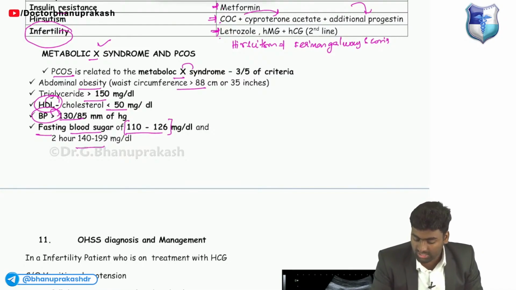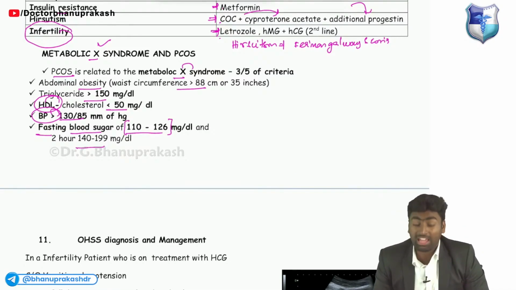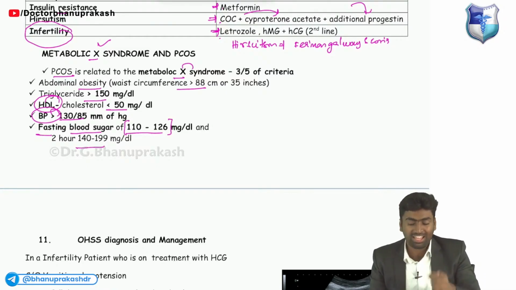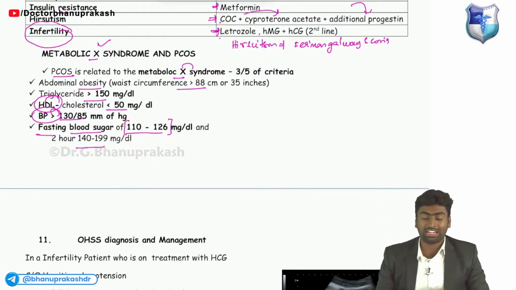Just remember these things. Okay, everything will be high in the case of metabolic X except this HDL. HDL will be less. Remember, HDL will be less. Don't think that HDL also will be more. Okay, HDL will be less.